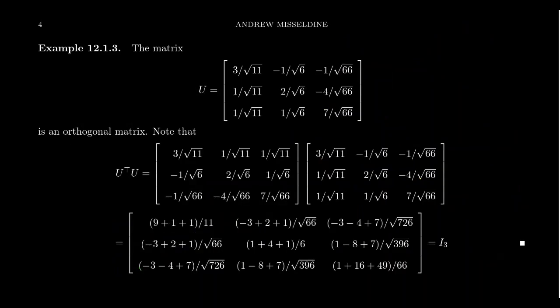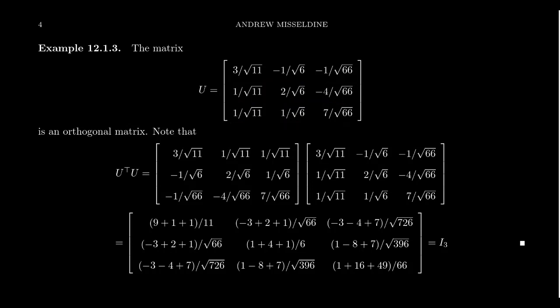Let me give you an example of such a thing, because these things are not necessarily easy to produce on their own. Let's take U to be this 3 by 3 matrix, which has 3 over the square root of 11, negative 1 over the square root of 6, negative 1 over the square root of 66, and then you get a bunch of other things similar to it. 1 over the square root of 11, 1 over the square root of 11, 2 over the square root of 6, 1 over the square root of 6, negative 4 over the square root of 66, 7 over the square root of 66. You might wonder why all the square roots here.